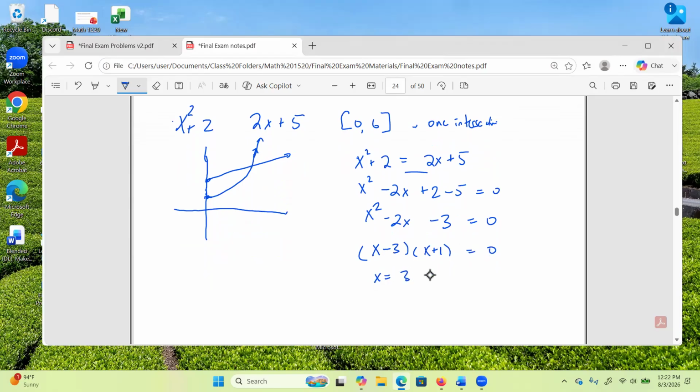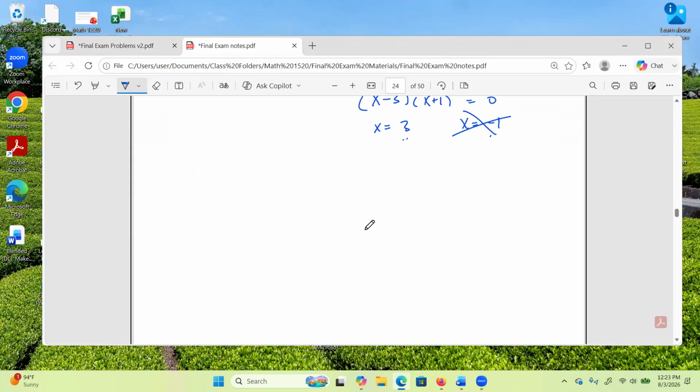And let's be honest with you guys, the first time I saw this, I was like, oh, did I mess this up? There's two intersection points. Well, there is over the whole domain, but since we're restricting this to 0 to 6, this guy is out of the question. We don't need this one. So there's only one intersection point between 0 and 6. Thankfully, that's going to be that.